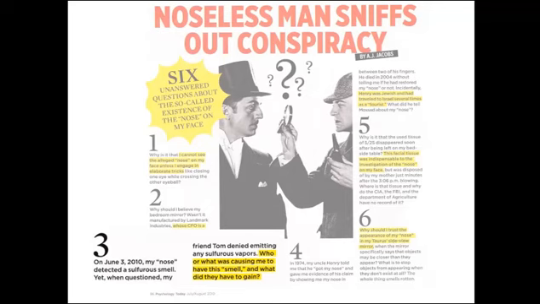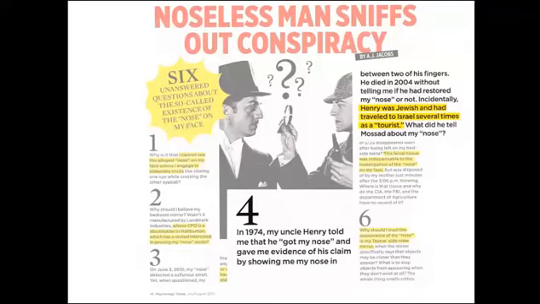3. On June 3rd, 2010, my nose detected a sulfurous smell. Yet when questioned, my friend Tom denied emitting any sulfurous vapors. Who or what was causing me to have this smell, and what did they have to gain? 4. In 1974, my Uncle Henry told me that he got my nose and gave me evidence of his claim by showing me my nose in between 2 of his fingers. He died in 2004 without telling me if he had restored my nose or not. Incidentally, Henry was Jewish and had traveled to Israel several times as a tourist. What did he tell Mossad about my nose? Mossad is the Israeli intelligence agency.